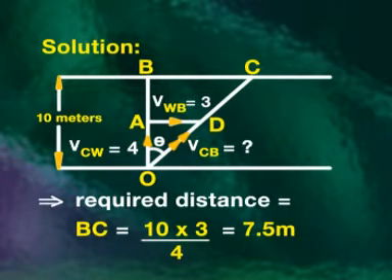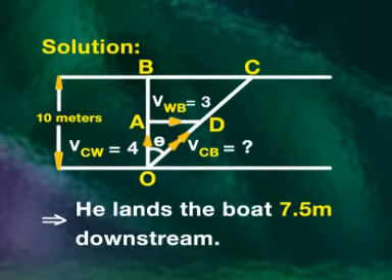The required distance equals BC. This equals 10 times 3 divided by 4, which equals 7.5 meters. Thus, he lands the boat 7.5 meters downstream.